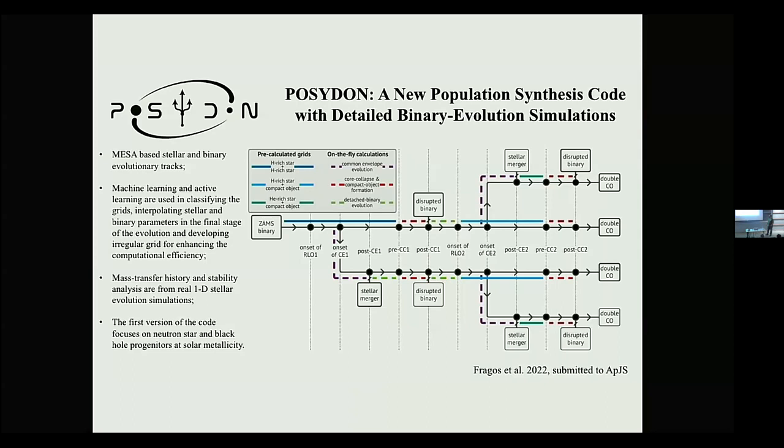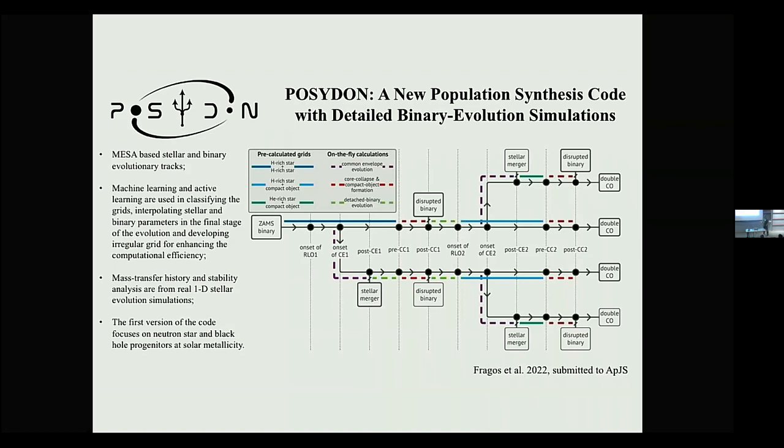The first version of the Poseidon code deals with solar metallicity, and we mostly focus on neutron star and binary black hole progenitors. But in future versions of Poseidon, we will definitely deal with lower mass systems. The flow chart here is just trying to show this.